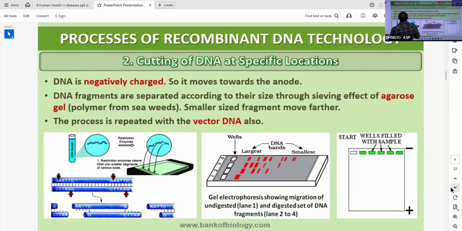Now, how was the concept? Look here, the same thing I have been telling you: the DNA is negatively charged, so it moves towards the anode. The DNA fragments are separated according to their size. Very important. Remember, this question was asked in the exam. This question was in fact asked.